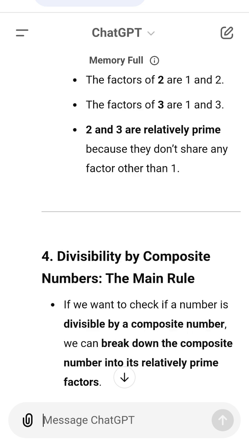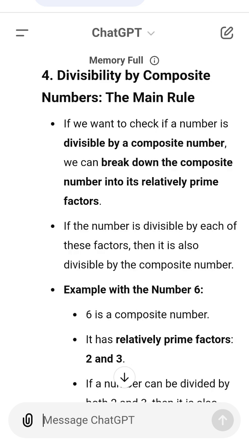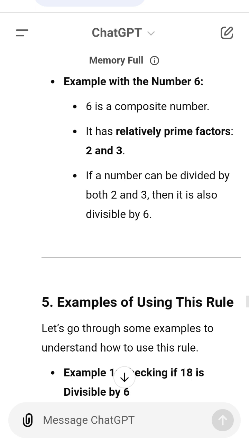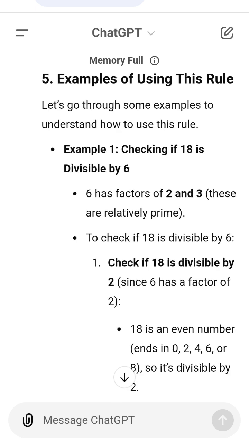Why this rule works. Composite numbers are made up of simpler parts, factors. If a number is divisible by these simpler parts, it's also divisible by the bigger composite number they make up. This makes it easy to test divisibility without doing long division.